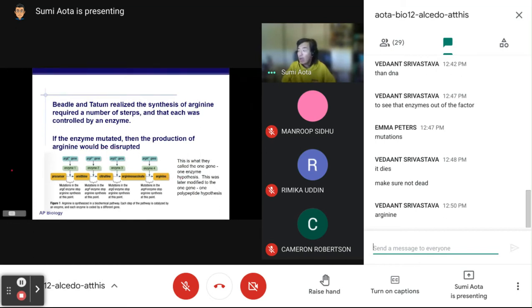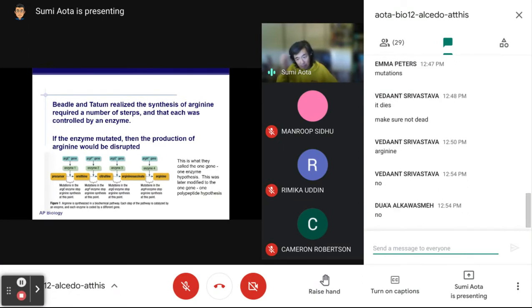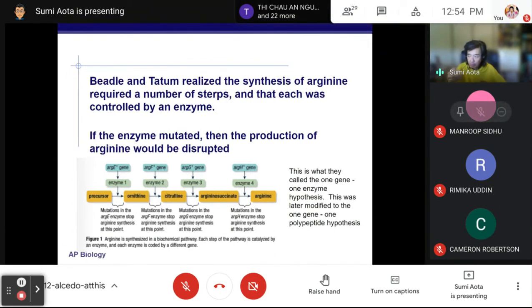Now that was later modified, because are enzymes the only things that proteins make? No. Look at your hair. Your hair has keratin in it, which is a protein. You've got insulin, which is a protein, and that's a hormone. You've got collagen, which is used for structure in your skin. Those are all proteins. So this was later changed from the one gene, one enzyme to the one gene, one polypeptide, saying that every single polypeptide in your body had to have a gene that created it. So that was that hypothesis. That's what they came up with, basically.